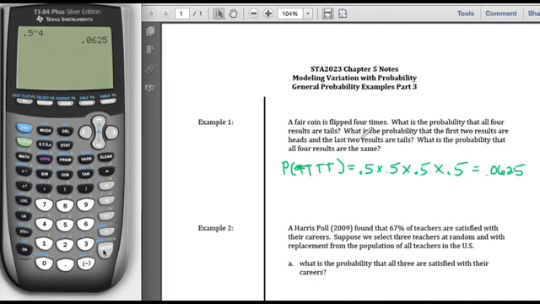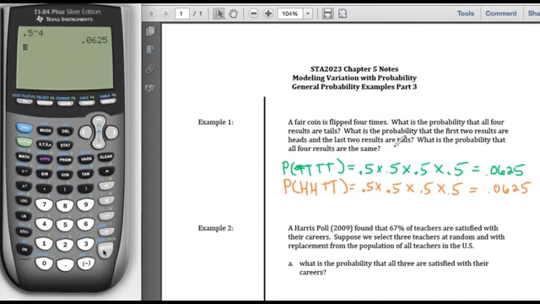The second question asks, what is the probability that the first 2 results are heads and the last 2 results are tails? So heads, heads, tails, tails. Probably the first 2 heads will be 0.5 times 0.5. The last 2 are tails is also 0.5 times 0.5. So it's the exact same numeric sequence as before. It must also be 0.0625.